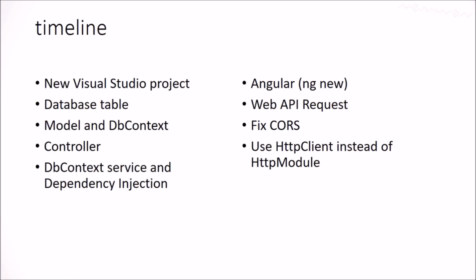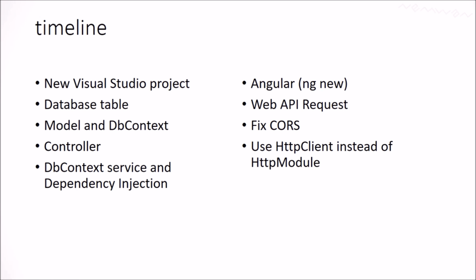So here's a timeline of what I plan to do here. First, we're going to create a Visual Studio project, get that running, and then I'm going to create a database with a table, and then from that I can use Visual Studio to generate a model and a DB context, and then from that DB context I can generate a controller. Now at that point we need to convert the DB context into a service so that we can inject it as a dependency into the controller. Then at that point we're about halfway through the project.